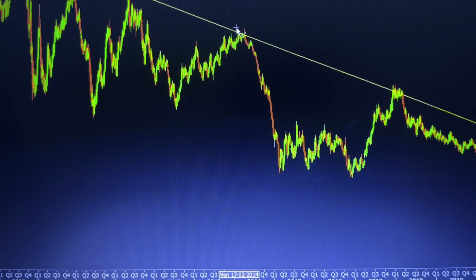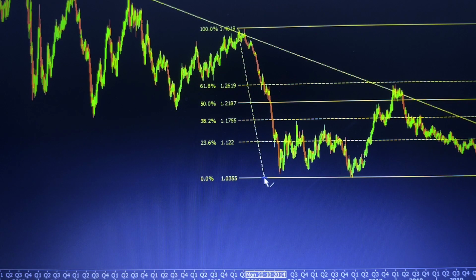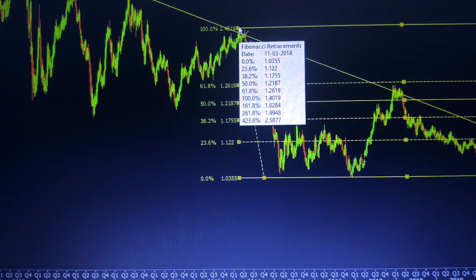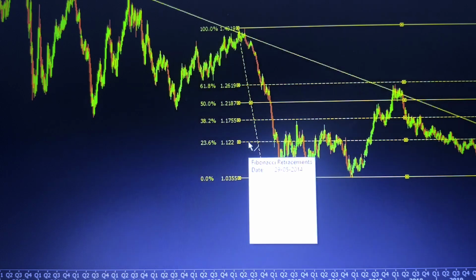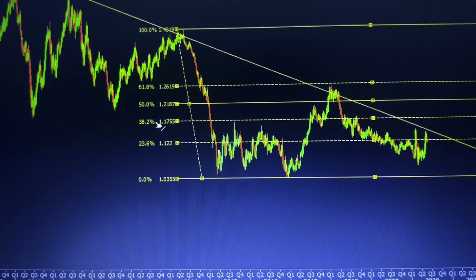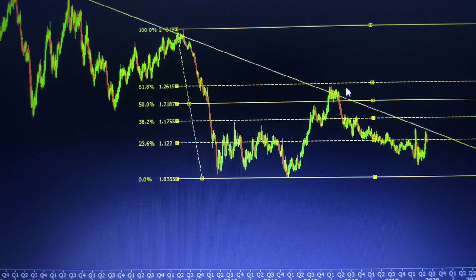For a downtrend, we have to find the top, the high level, and the low level. In this downtrend, we are connecting from 1.4019, the high, to the lowest point, 1.0355 or so. In a downtrend, we connect from the top to the bottom. When we check here, we can see all these levels: 23.6, 38.2, 50%, and 61.8. Finally it came to 61.8%.